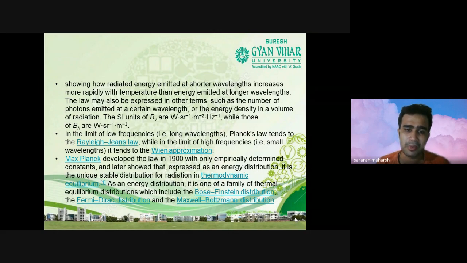Max Planck developed the law in 1900 with only empirically determined constants, and later showed that it is expressed as an energy distribution. It is a unique stable distribution for radiation in thermodynamic equilibrium. As an energy distribution, it is one of a family of thermal equilibrium distributions, which include the Bose-Einstein distribution, the Fermi-Dirac distribution, and the Maxwell-Boltzmann distribution.